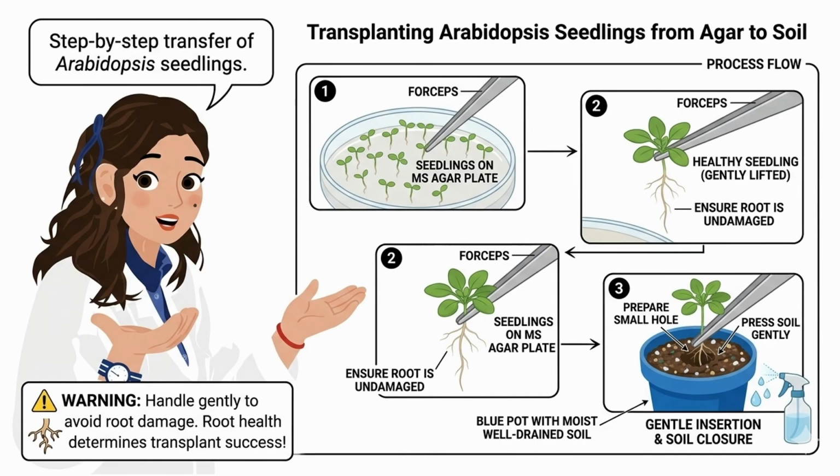So here I have just given you the steps of how we transfer an Arabidopsis seedling from an MS agar plate to soil. We carefully pick using the forceps. We pick up a healthy seedling, and then we transfer that into a soil mixture. We press it gently, insertion and soil closure happens, and we just sprinkle some water over the plant.